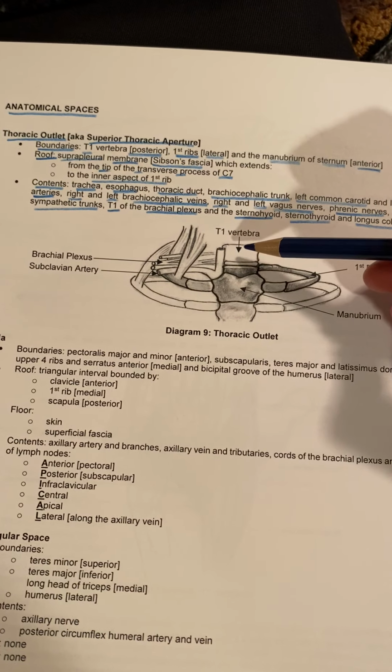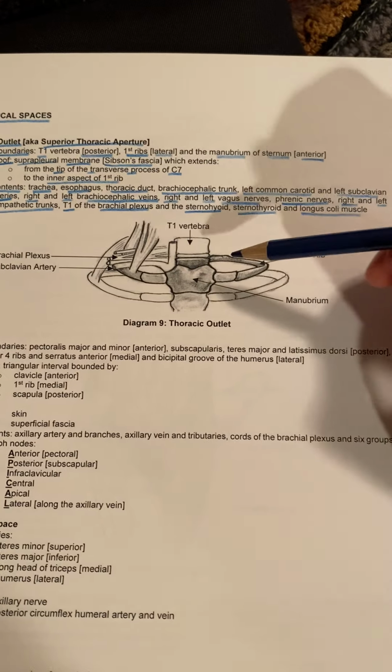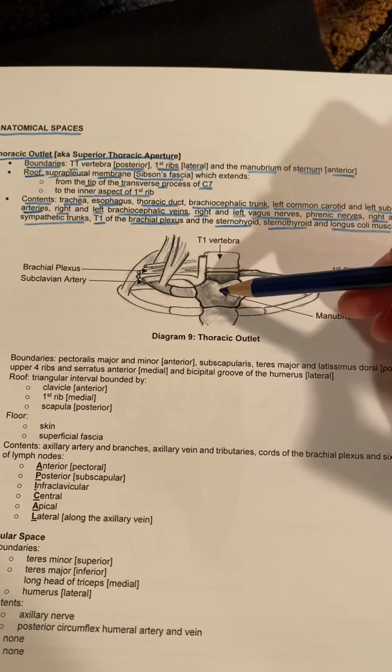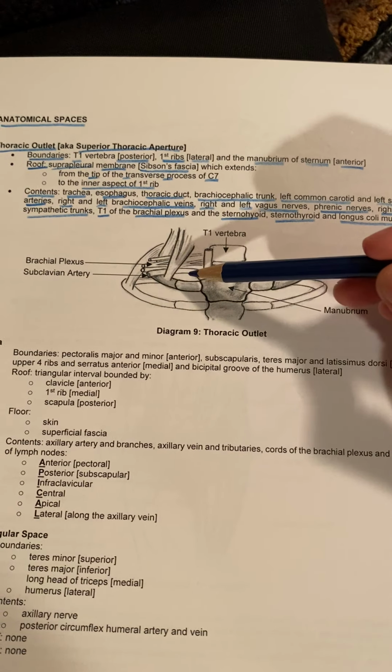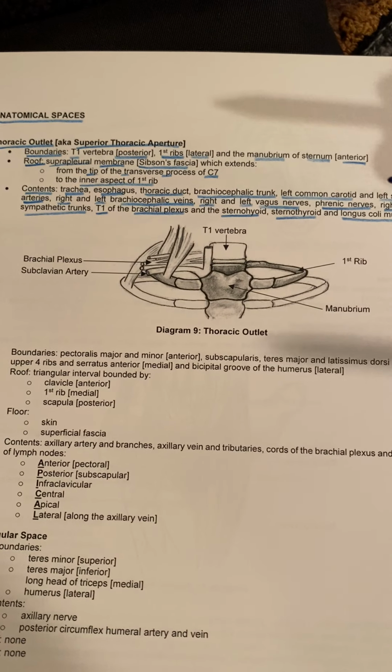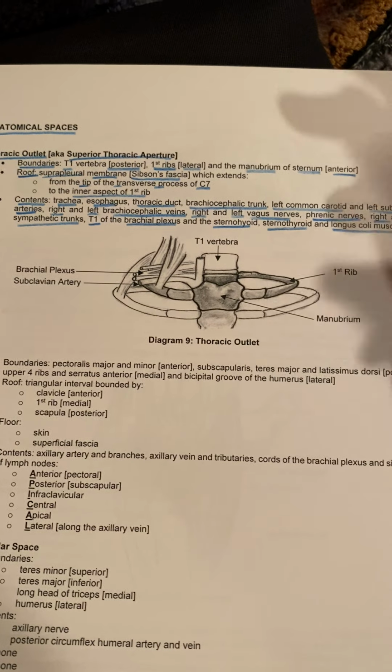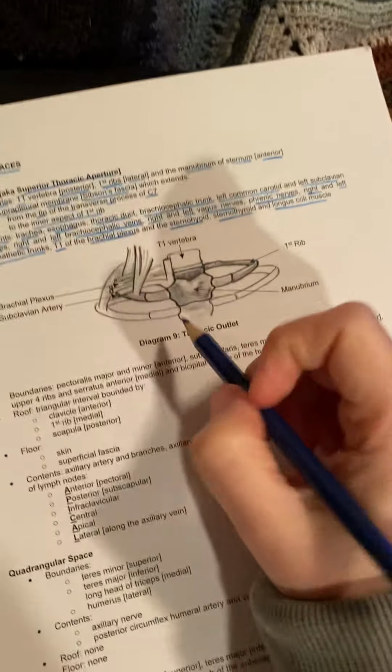Let's take a look at the thoracic outlet. T1 vertebra, first rib, manubrium, brachial plexus, subclavian arteries. It's just inferior to that. Good. All right.